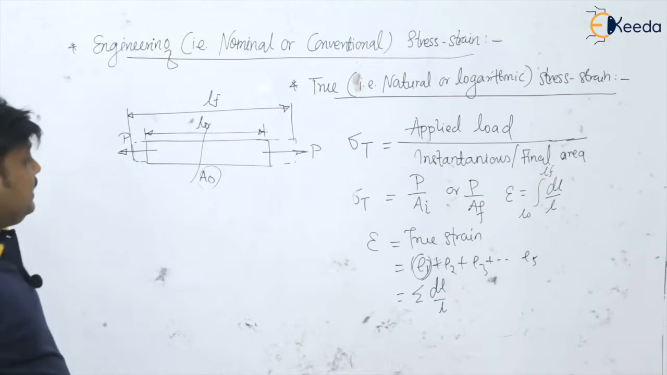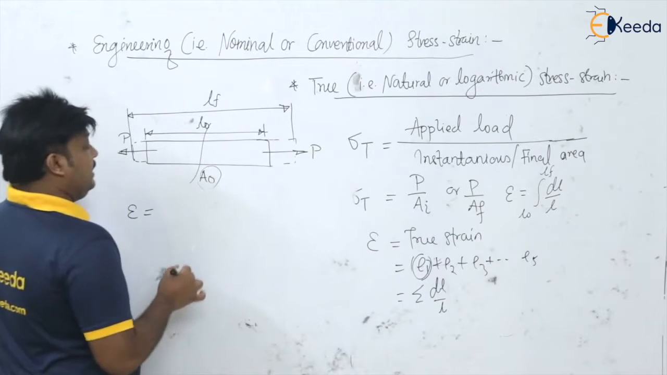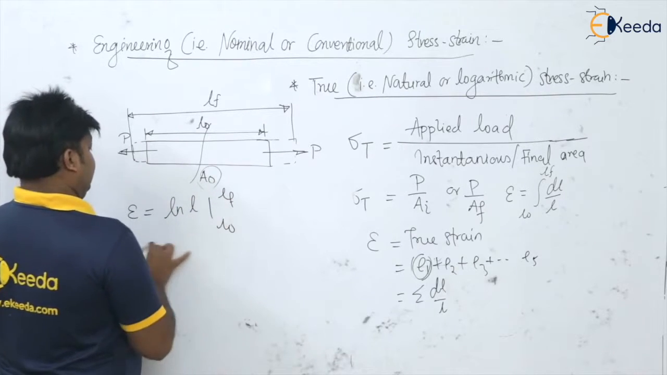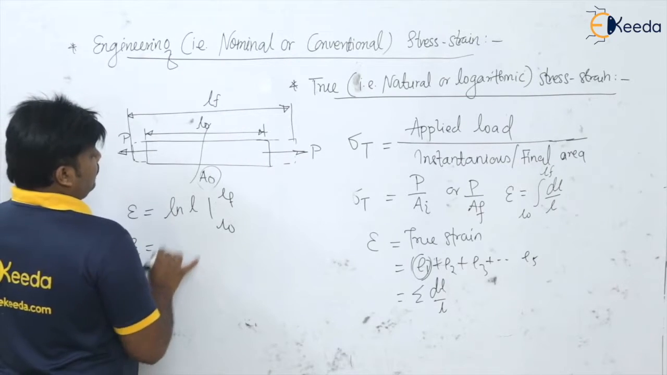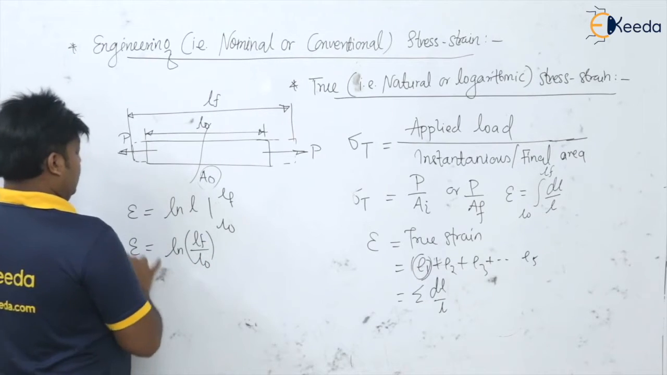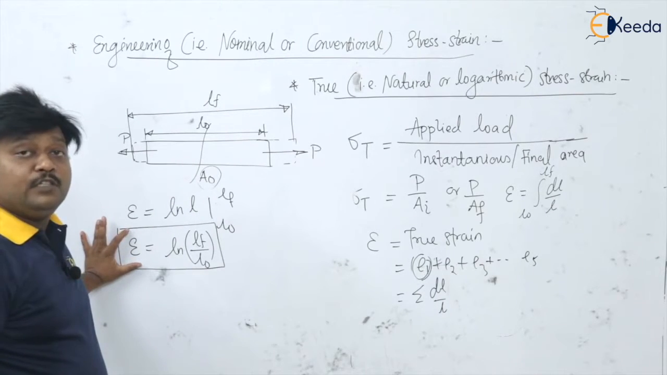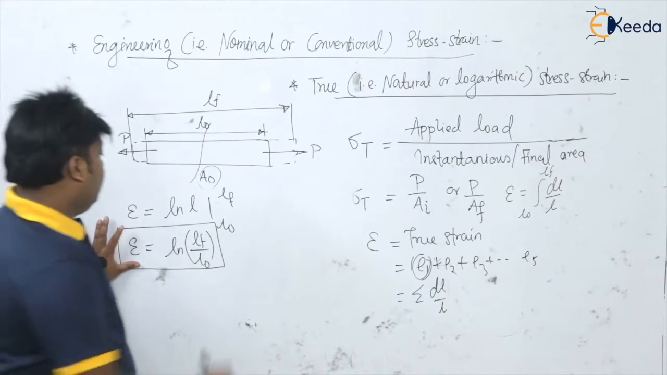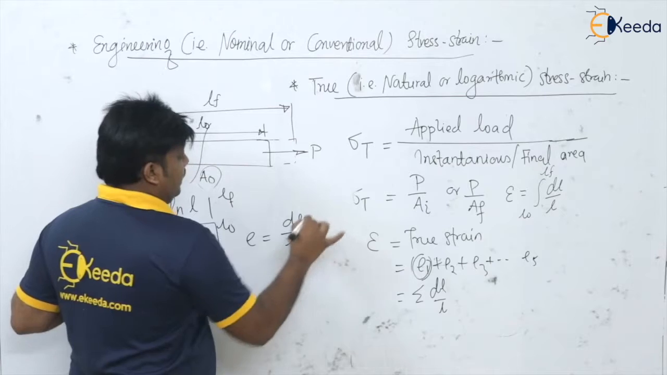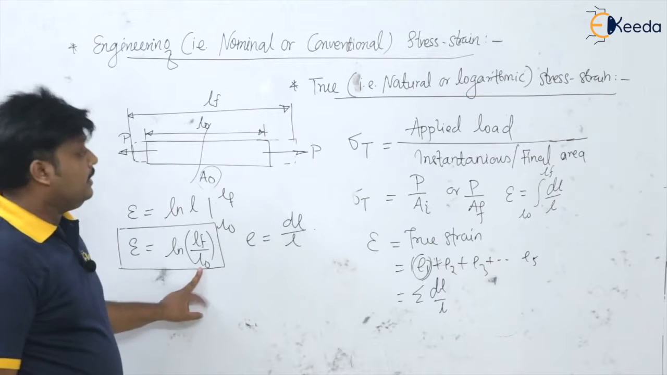So if I integrate this, that is epsilon is equal to the integral of 1 upon L dl, it is ln of L with limits from L original to L final. What I get for true strain is equal to ln of L final divided by L original. Very important, this is the value or formula for the true strain. Okay, whereas true stress is what? It is dl upon L, and true strain is the natural log of L final divided by L original.